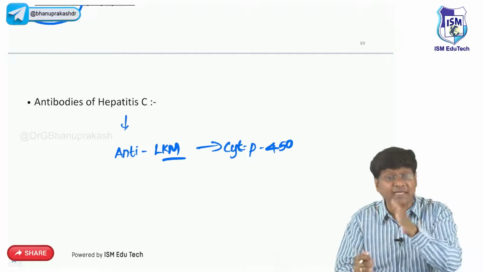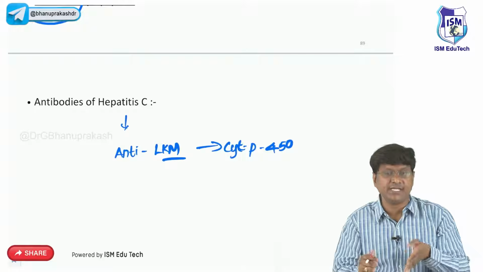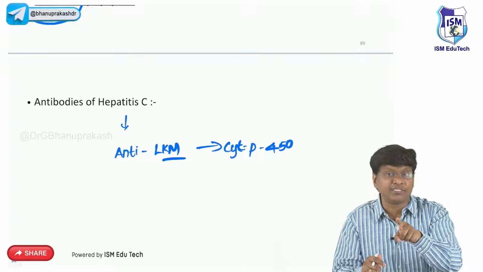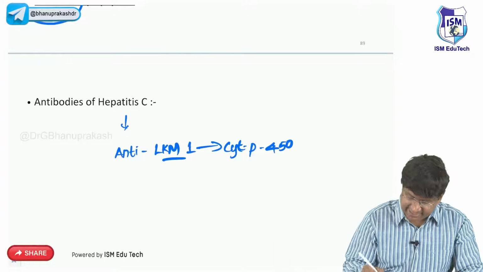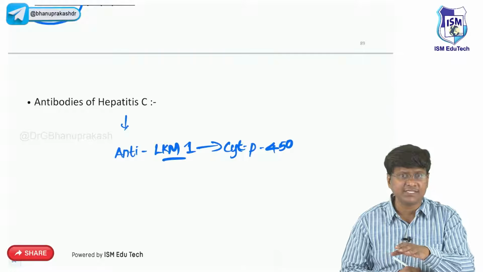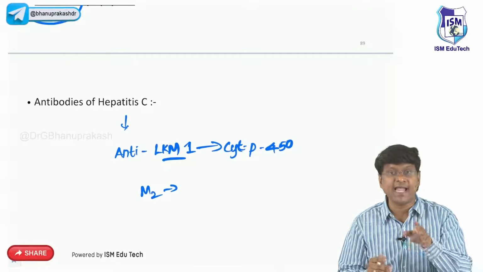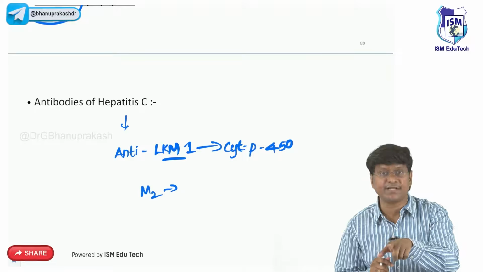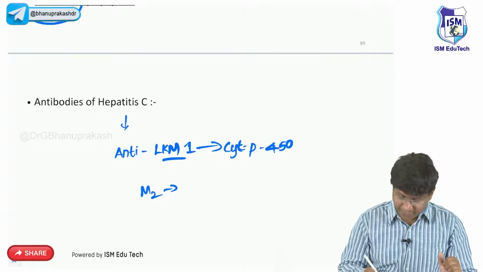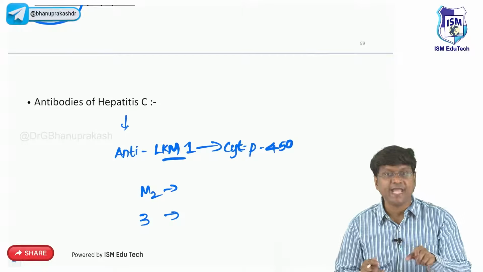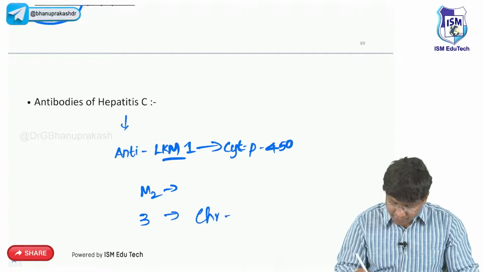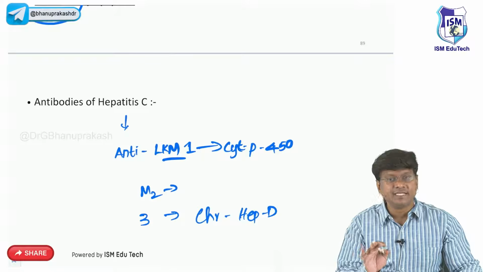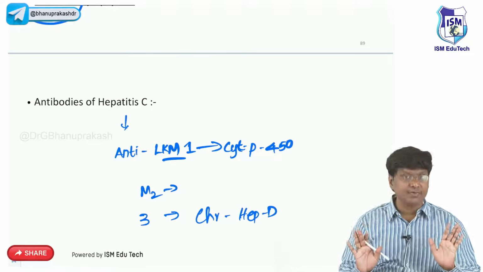Now, what type of LKM antibodies do you have in hepatitis C? You have anti-LKM 1, 2, 3. The type of anti-LKM antibody that you will have in hepatitis C is anti-LKM 1. What about the others? Anti-LKM 2 is seen in drug-induced hepatitis. Whereas anti-LKM 3 is positive in chronic hepatitis D. So that is about the antibodies.